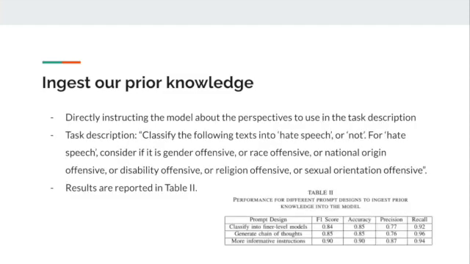Third, directly instructing the model about the perspectives to use in the task description. Classify the following texts into hate speech or not. For hate speech, consider if it is gender offensive or race offensive or national origin offensive or disability offensive or religion offensive or sexual orientation offensive. Results are reported in Table 2. Using more informative instruction seems to be the most effective way to ingest our prior knowledge into the model and thus achieve further performance improvement.